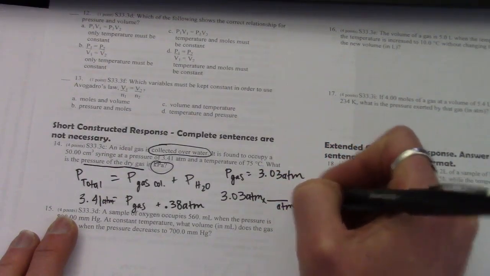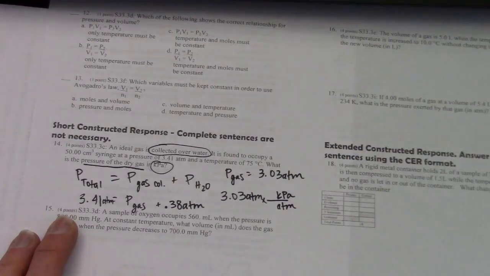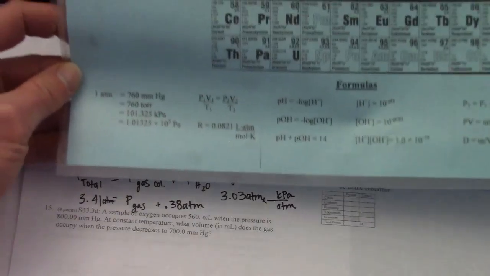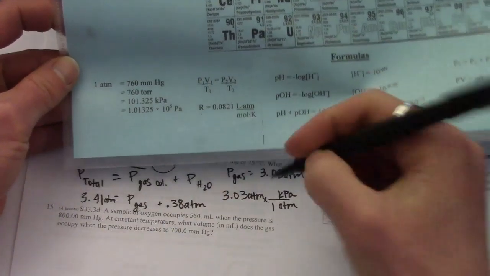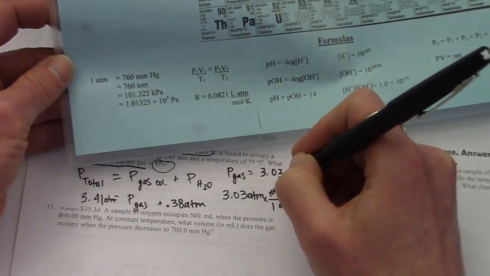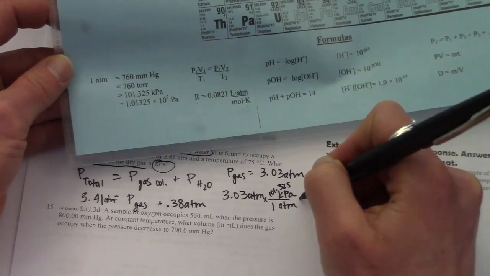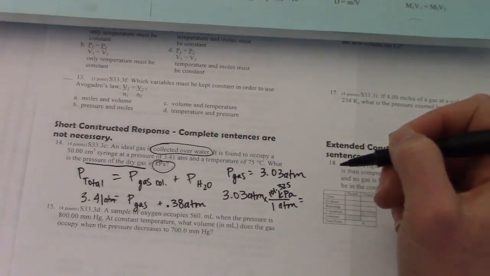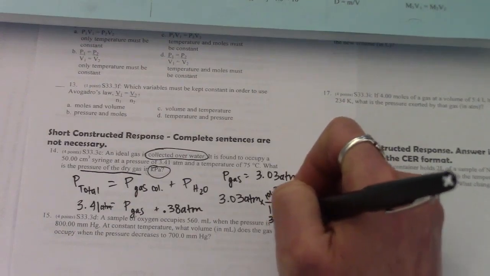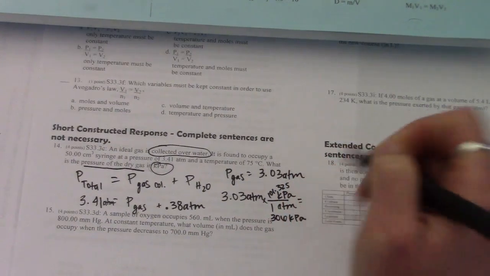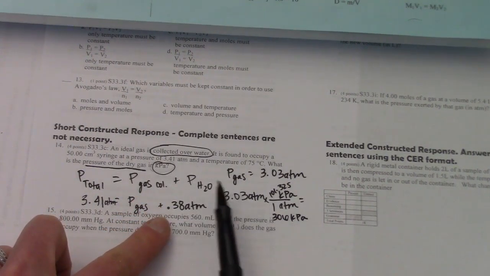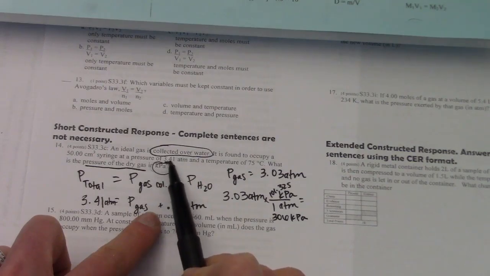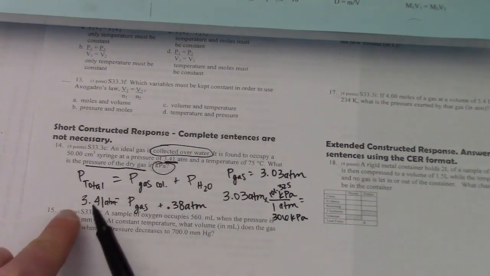I want to get rid of atm, so I put that on the bottom. I want to go to kPa, so that goes on the top. And then how do I make those values equivalent? Well, I have all my equivalent values right here. 1 atm equals 101.325 kPa. Uh-oh, I don't have enough room. 101.325 kPa. And when I multiply that out, then I get 306 kPa. And that's rounded to 3 significant figures because my pressure was given to me in 3 significant figures here.